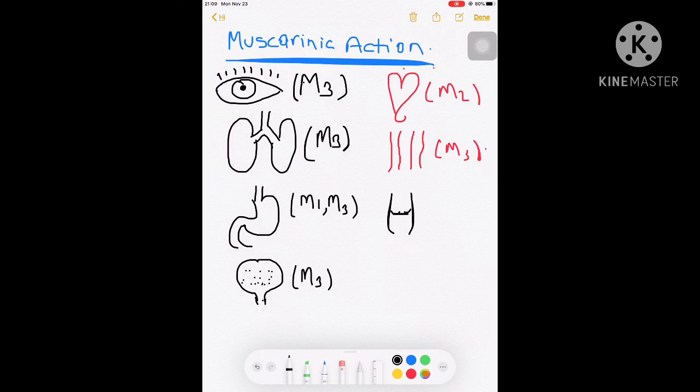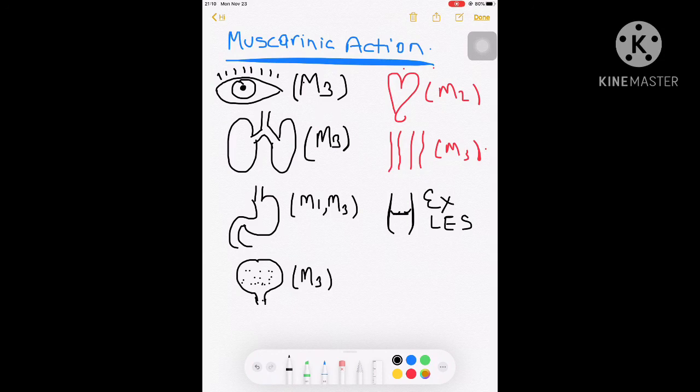Stimulation of sphincters by muscarinic action causes relaxation of the sphincters, except the lower esophageal sphincter, which contracts. Sphincters, except lower esophageal sphincter, it contracts.